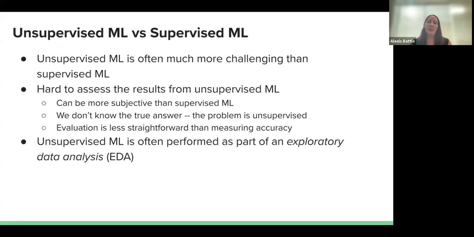I will say that unsupervised machine learning is often a more challenging task than supervised machine learning. I don't mean computationally, I mean scientifically. It can be hard to assess the results from unsupervised machine learning. We don't have a labeled outcome, so it's hard to get sort of ground truth of whether an unsupervised method has done a good job or the best that we can do. It can be a more subjective task than supervised machine learning. So we may be looking at our visualization and simply saying, oh, yes, I like this one better. Those are some of the challenges involved in unsupervised machine learning. And I will say that it's often performed as part of an exploratory data analysis.